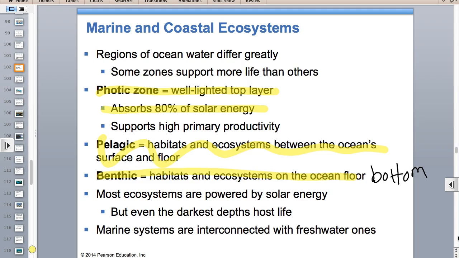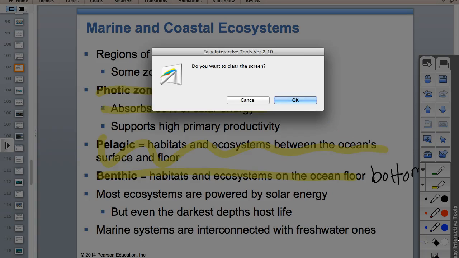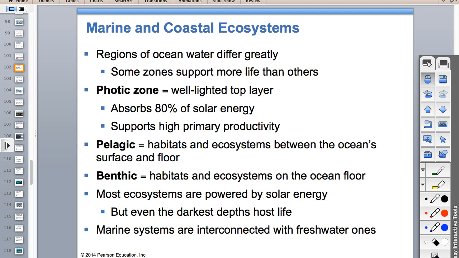We had talked about how most things do photosynthesis, but at the bottom of the ocean, at that mid-ocean ridge where the magma is coming up, that's where we have chemosynthesis occurring. I kind of feel like I need to show you that, but let's see if I can find it. It was just right here. Should be.